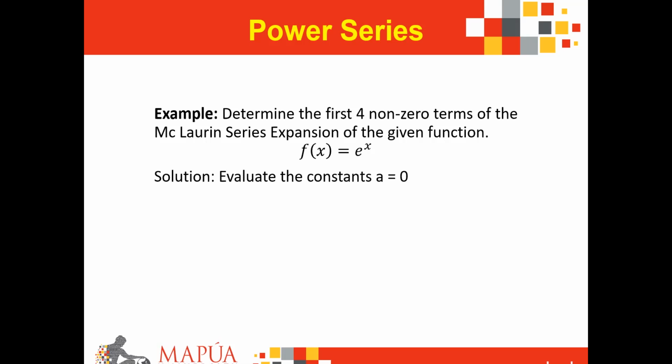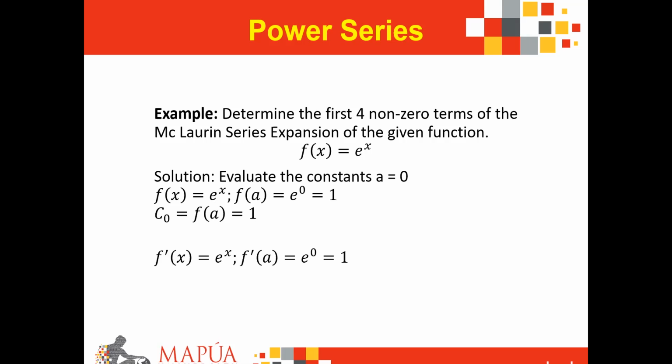We then evaluate the constants with a being equal to 0. Thus, your function f of x is equal to e raised to x, which is your f of a being e raised to 0, or simply equal to 1. Thus, your C0, which is your f of a, is simply equal to 1. The first derivative of your function is also e raised to x. Thus, the first derivative at a, again, becomes e raised to 0, or simply equal to 1. Thus, your constant C1 is simply, again, equal to 1.